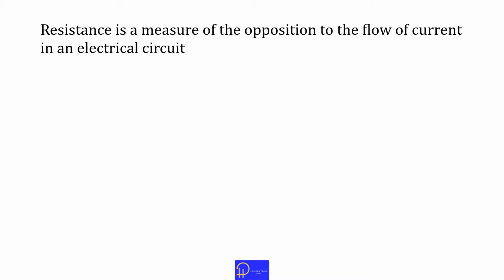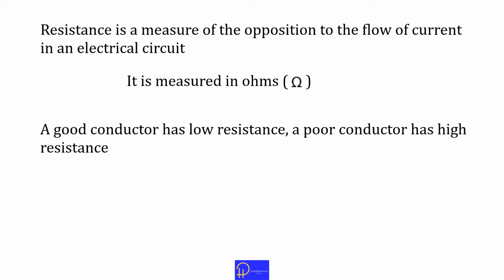Resistance. Resistance is a measure of the opposition to the flow of electrical current in a circuit. It is measured in ohms. A good conductor has low resistance. A poor conductor has high resistance.